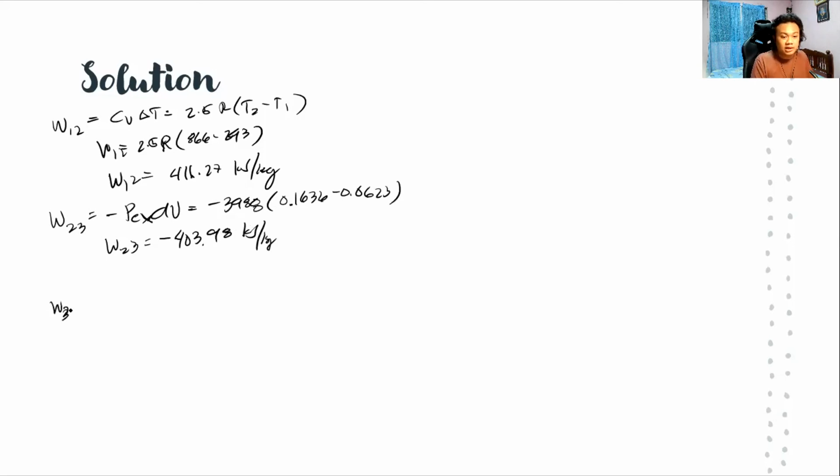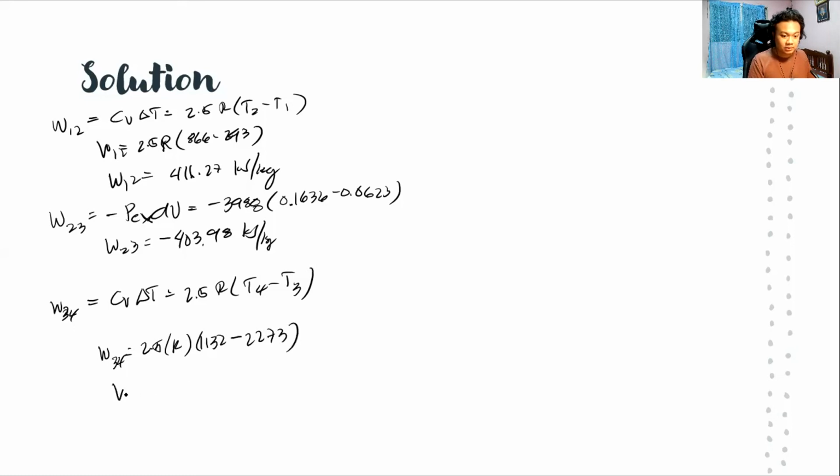And then let's go for 3-4. Where 3-4, it's just the same, CvdT. So we have 2.5 R times T4 minus T3. We have 1132 minus 2273. So we have work 3-4 is equal to 818.95.